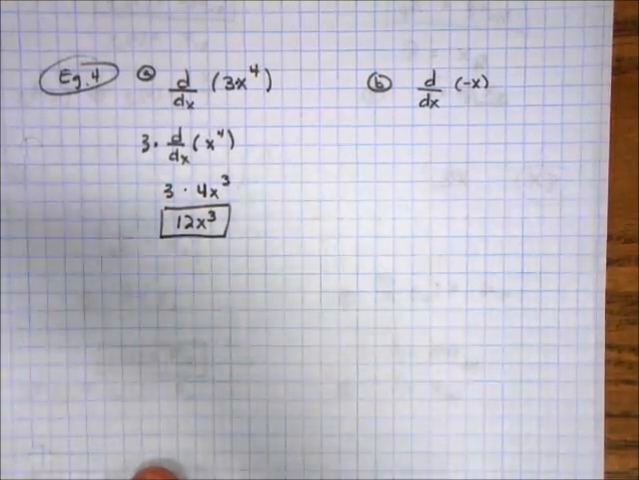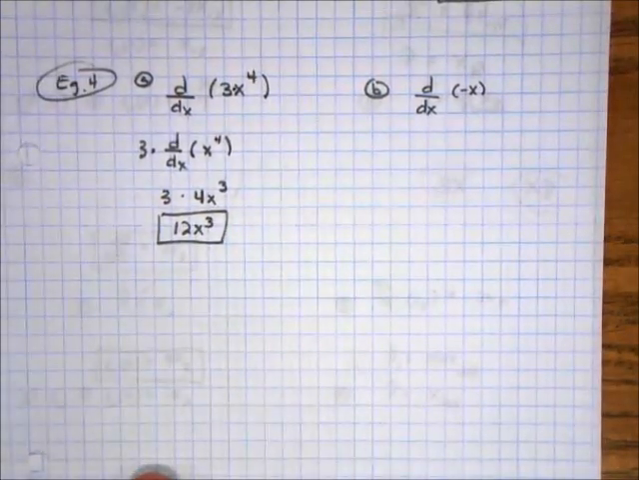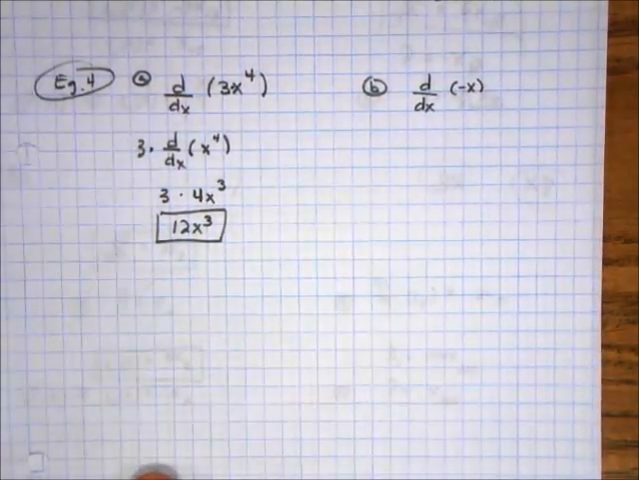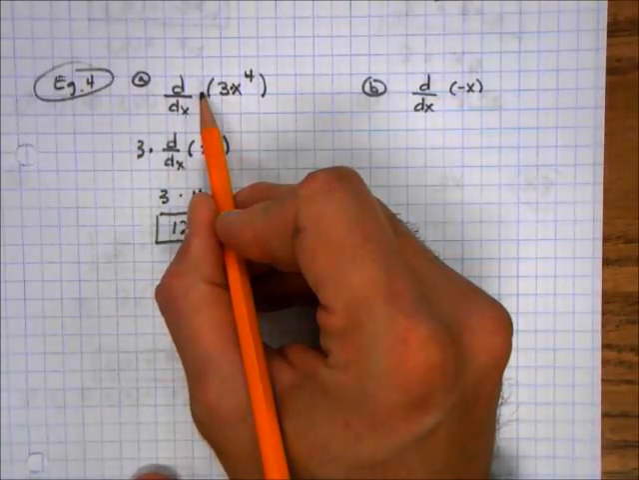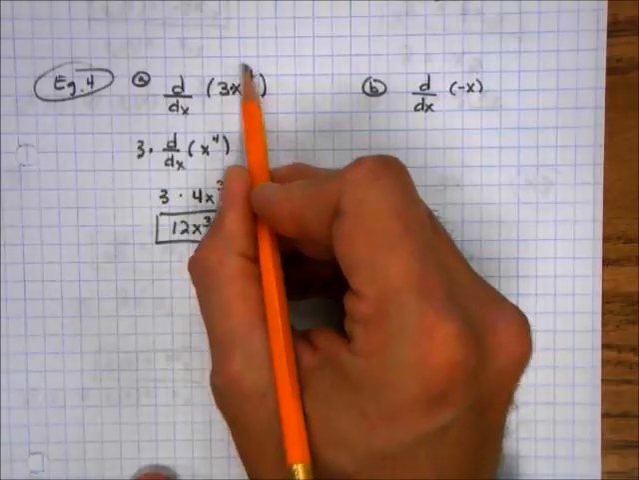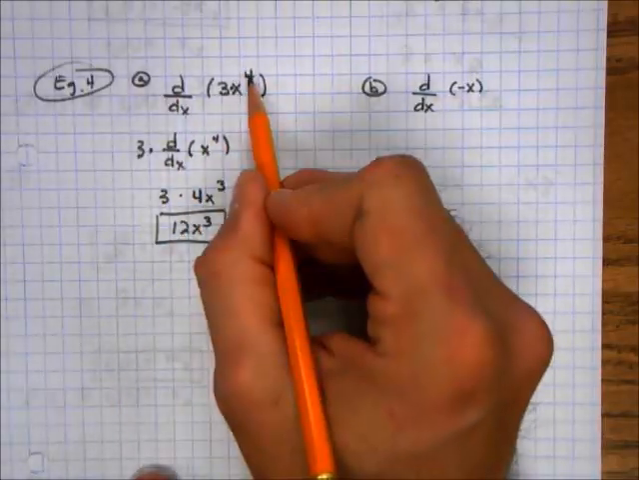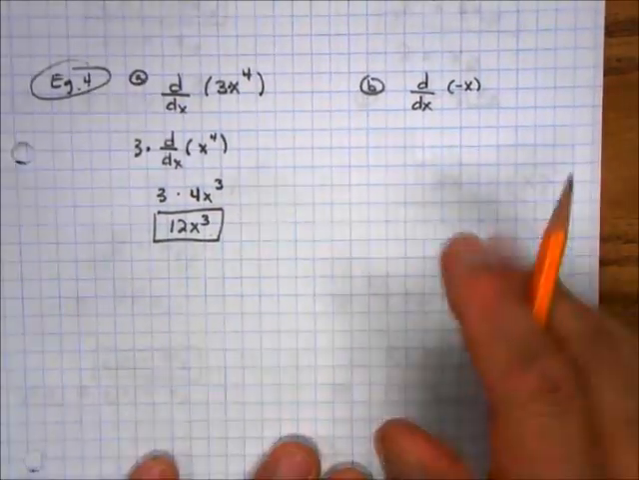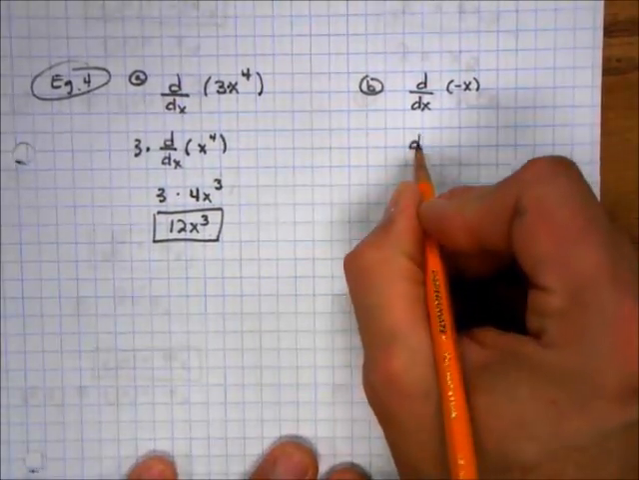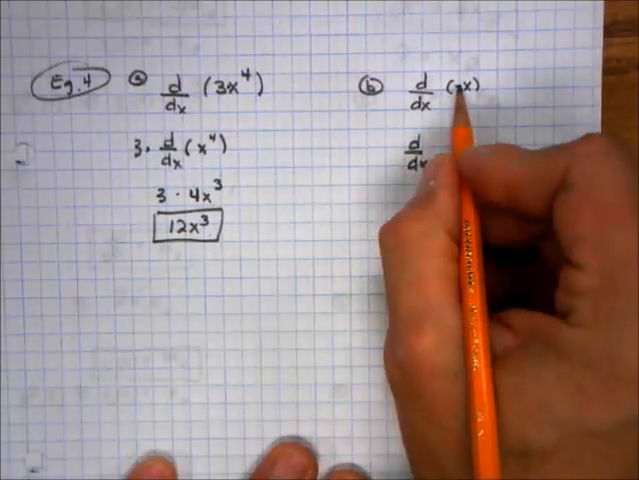Okay, there's a reason why I want you to think about it that way for later on, but most people just go like this. They bring the 4 in front, and there's already a 3 there. 4 times 3 is 12. Subtract 1.